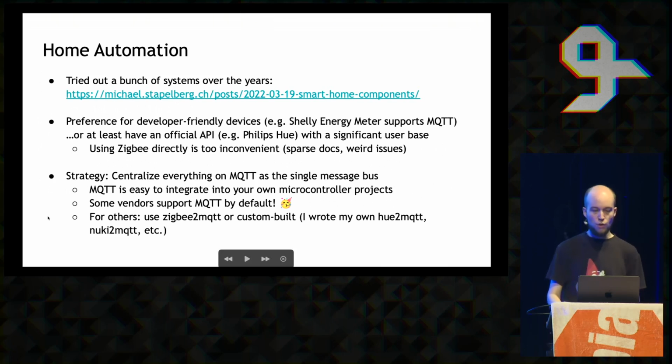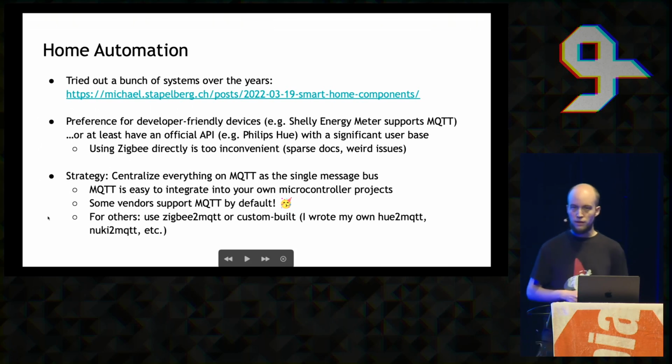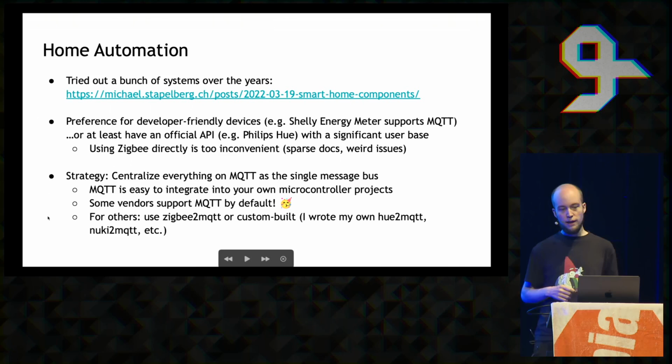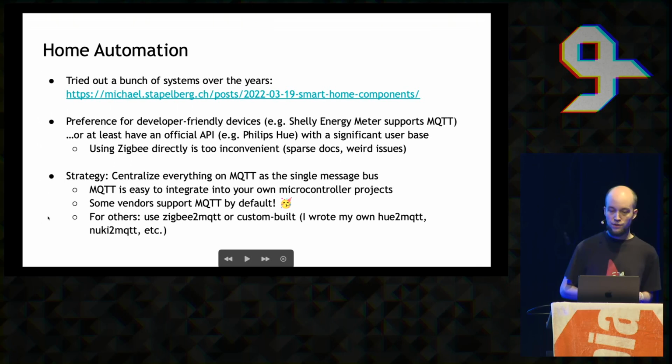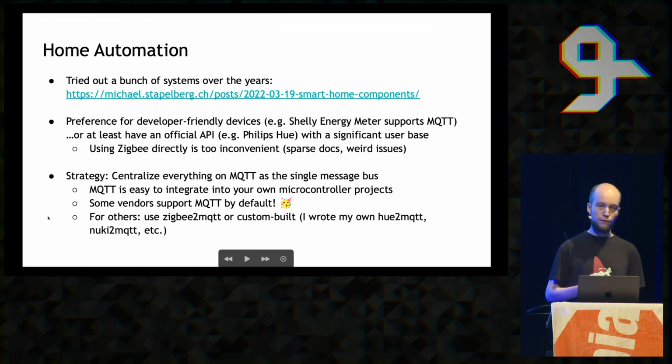So, let's get into home automation specifically. I tried a whole bunch of systems over the years, like the IKEA stuff, for example, which I returned it all, it was not good. You can look at my blog post for a recommendation of things that I like and that I don't like. By now, I have developed a preference for developer-friendly devices. For example, I have this energy meter from Shelly, which is great because it supports MQTT by default. You don't even need to flash a separate firmware or anything. You just go into the advanced settings and enter that's my MQTT server.